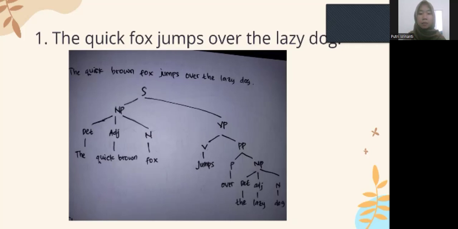Untuk VP-nya terdiri dari verb dan prepositional phrase. Verb is jumps, preposition over, and noun phrase, the determiner the, the adjective is lazy and the noun is dog.